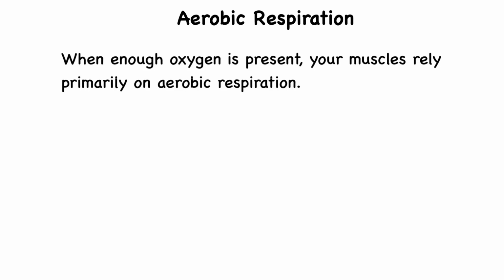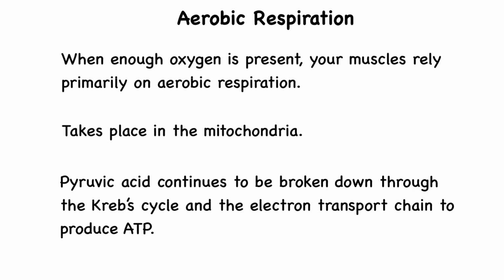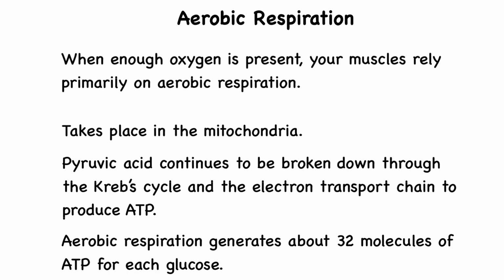This process takes place in the mitochondria, the powerhouse of the cell. Here, in the presence of oxygen, pyruvic acid continues to be broken down through the Krebs cycle and the electron transport chain to produce ATP. Although aerobic respiration is slower than anaerobic glycolysis, it generates far more ATP, about 32 molecules per glucose, making it highly efficient. It can sustain muscle activity as long as oxygen and nutrients are available.